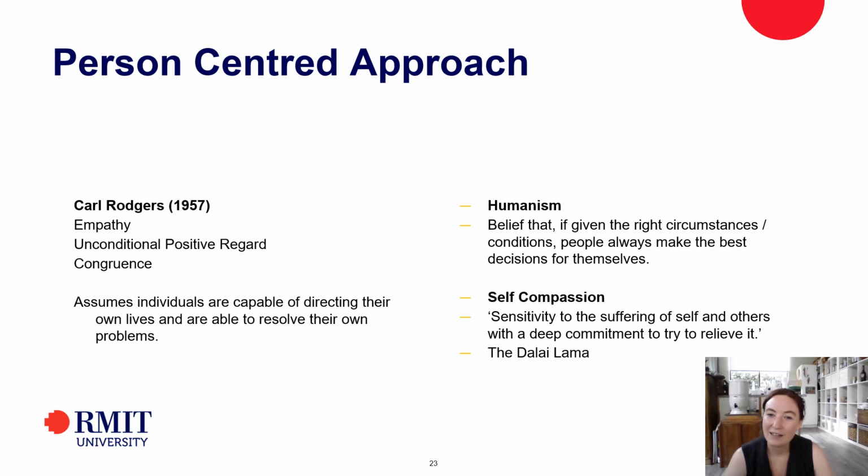Sensitivity to the suffering of self and others and a deep commitment to try to relieve it. So self-compassion is just acknowledging that, gosh, we all suffer. It's part of being human. And we're going to try to prevent or relieve that suffering, and being gracious and understanding that we as AOD workers get it wrong, clients will get it wrong. We need not dwell on those things, but just acknowledge that we're humans trying to do our best, right? And be sympathetic to that.